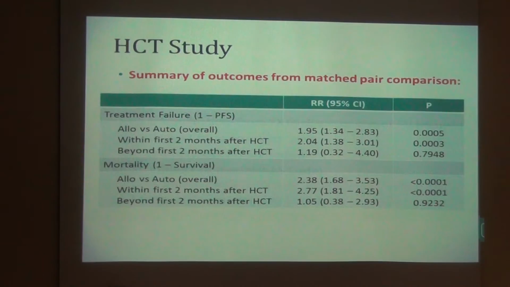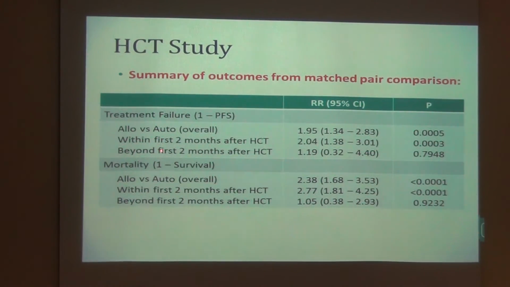So here, let's look at the outcome. You can see that one is allo versus auto. Auto is the best one. So baseline, this is the treatment failure, that is one minus progression-free survival. So what is the event? The event is death, or progression, relapse, or advanced disease. So we can see it is almost twice more likely to fail for the allo compared to the autologous, quite significant.